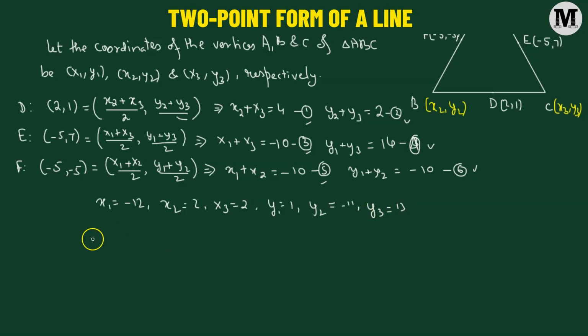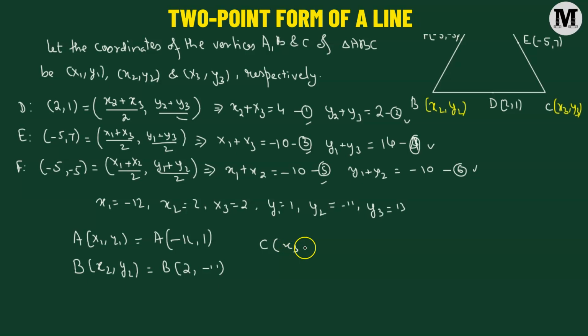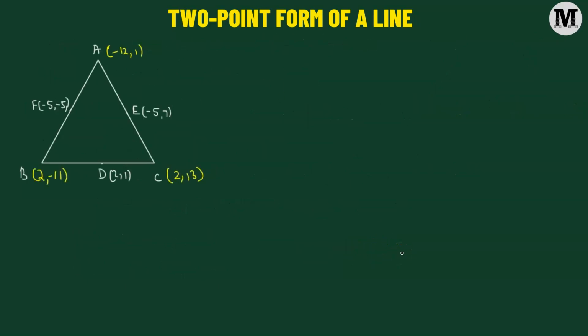The coordinates of point A, which is (x1, y1), are (-12, 1). Then we have B, with coordinates (x2, y2), whose value will be (2, -11). And then we have the coordinates of point C given by (x3, y3), so x3 is 2 and y3 is 13. Okay, fine. So we have the coordinates of the vertices A, B, and C.